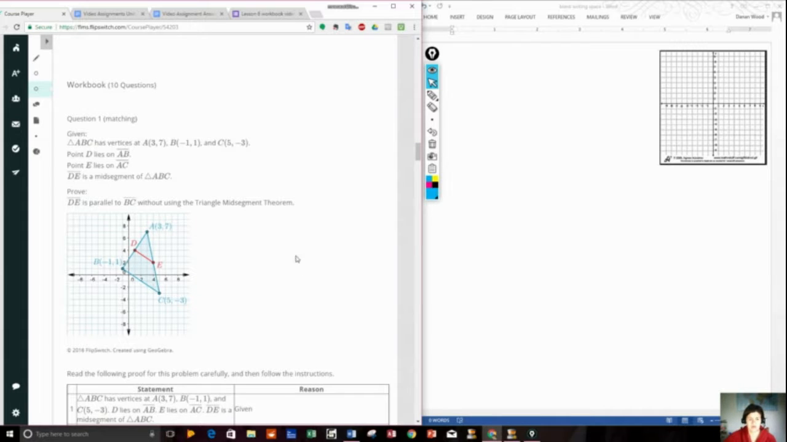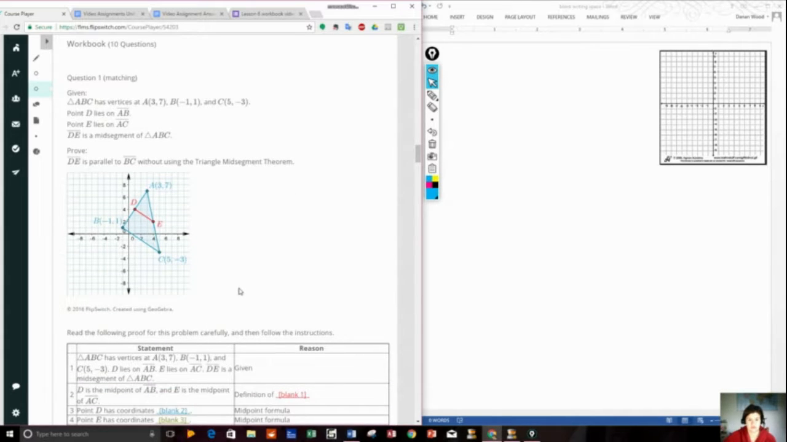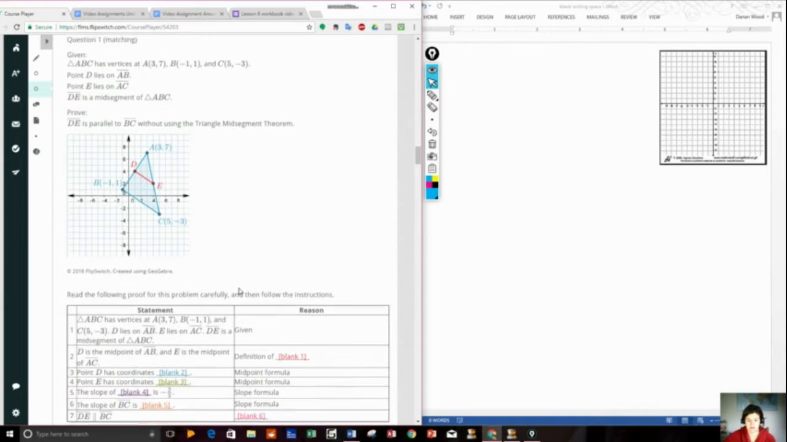So we have question 1. Given triangle ABC has vertices at A (3, 7), B (-1, 1), and C (5, -3). Point D lies on line AB. Point E lies on line segment AC. Line segment DE is a mid-segment of triangle ABC. Prove DE is parallel to BC without using the triangle mid-segment theorem.